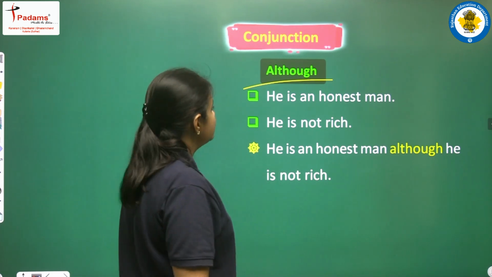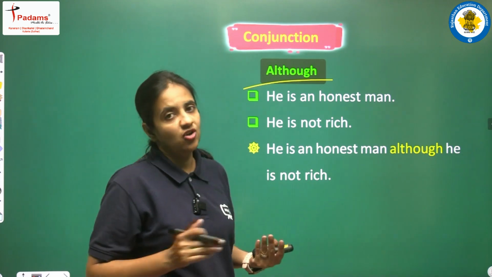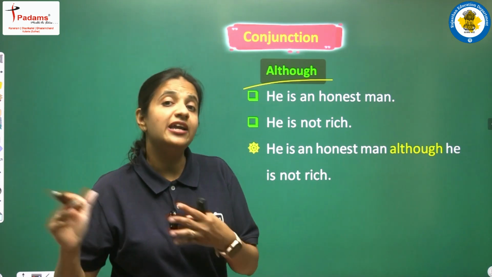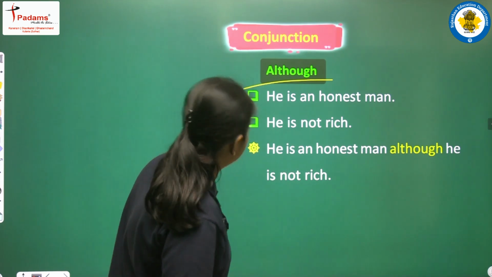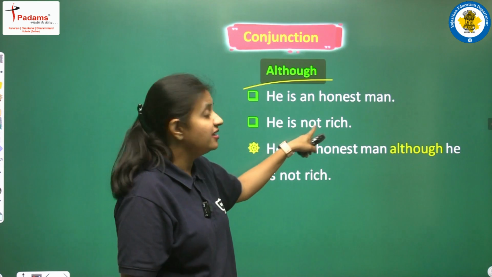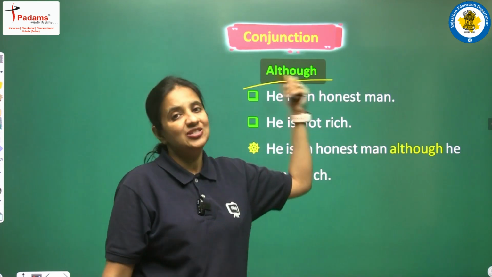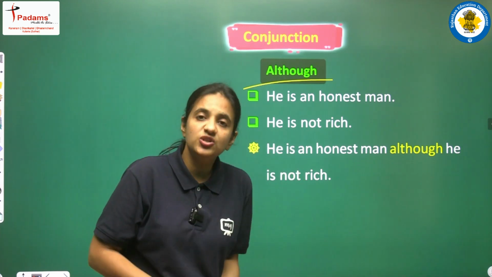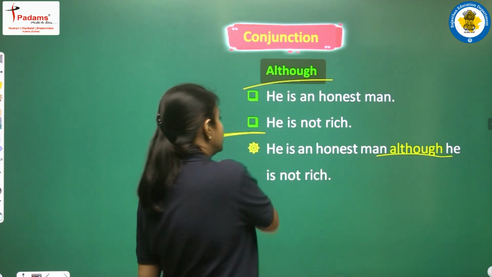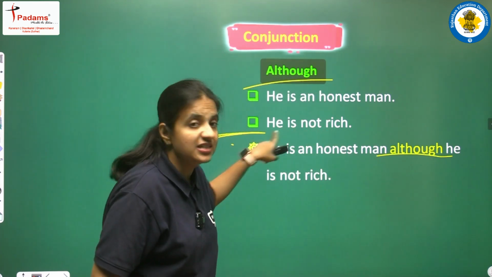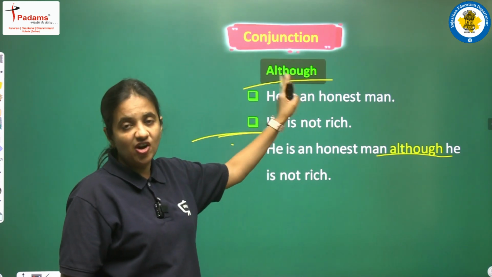Let's read the sentences. We have: He is an honest man. He is not rich. Again, just like though, we are trying to show here with the help of although that despite the fact that he is not rich, still he is a very honest man.